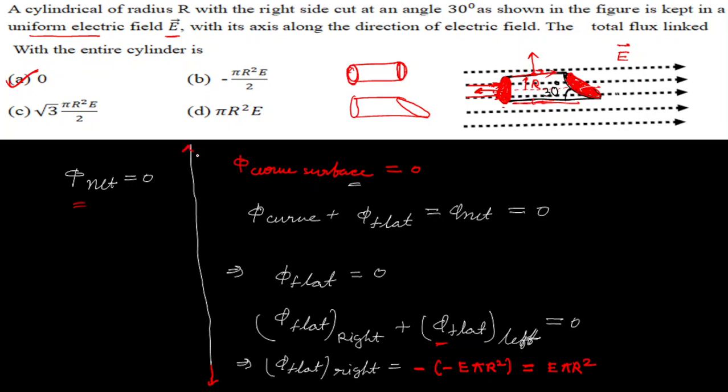In this question it asks only for the total flux, which will be 0. But sometimes the examiner may ask for the flux through the right surface, the left flat surface, or the curved surface of the cylinder. For such situations you can use this idea: if we place a closed surface in a uniform electric field, the net flux will be 0. The total flux in and the total flux out will be opposite and equal in magnitude, so from there you can calculate the flux through the left and right surfaces.